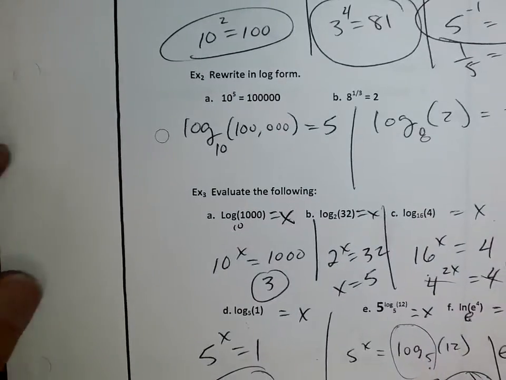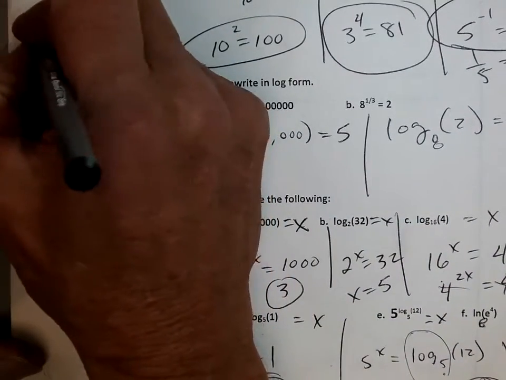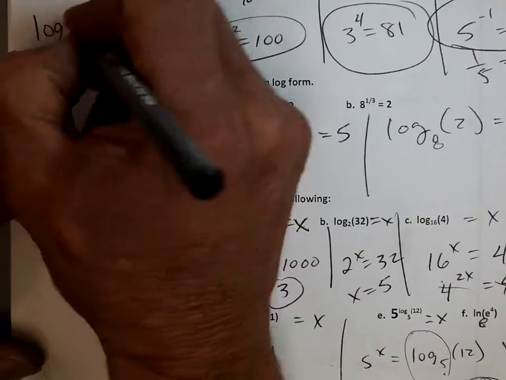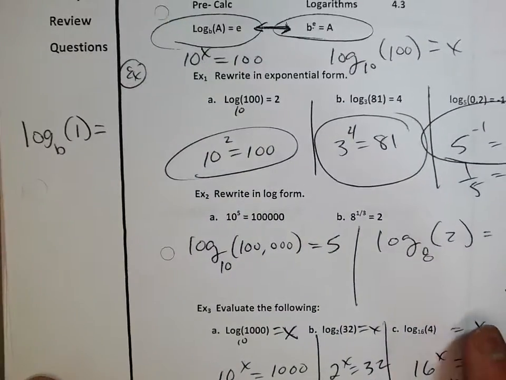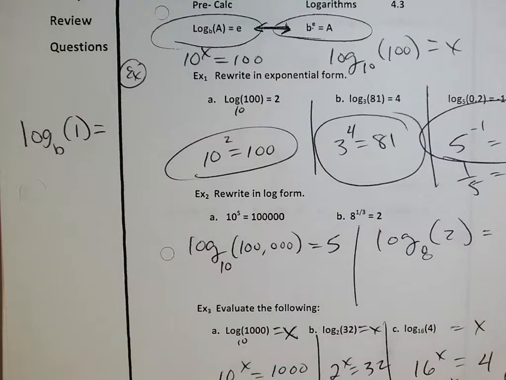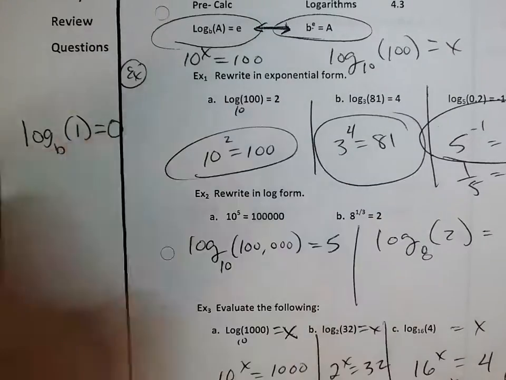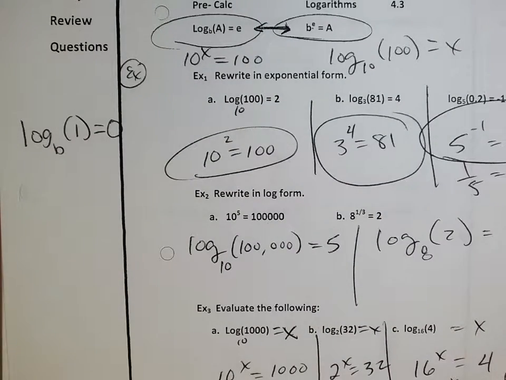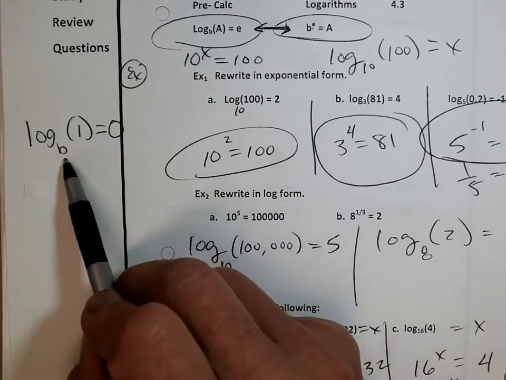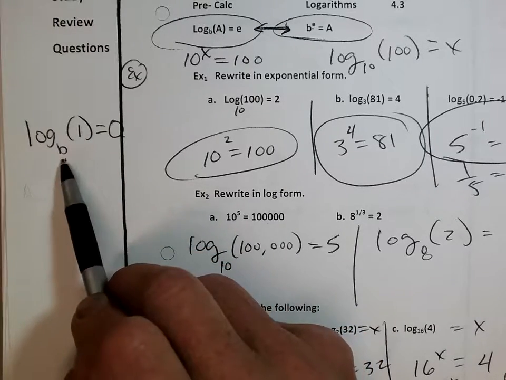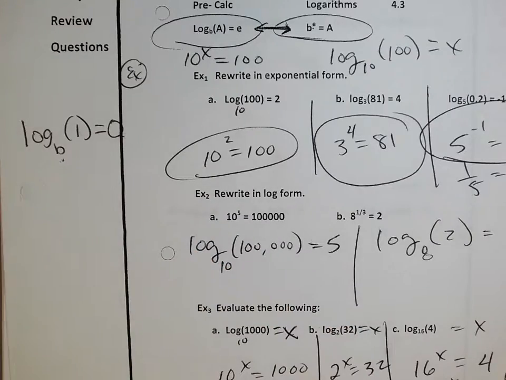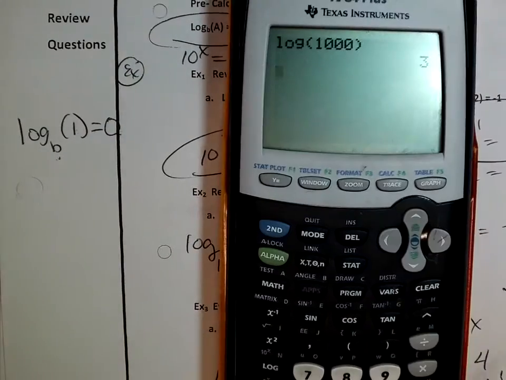First of all, we know that log of any base of 1 is equal to 0. Thank you, smart girl. How'd you know that? Well, I learned this last year. We know that any number to the 0 power is equal to 1. That's what logs do, right? And you can try it on your calculator. Log of 1 is 0.